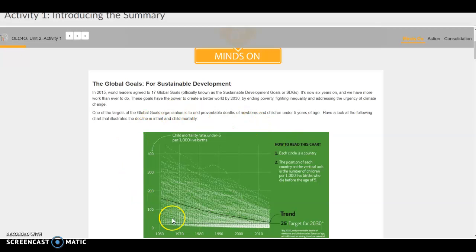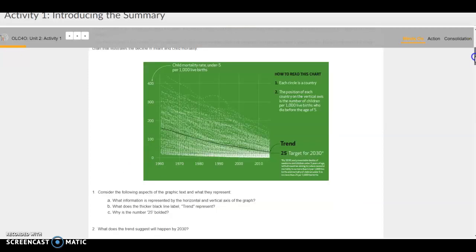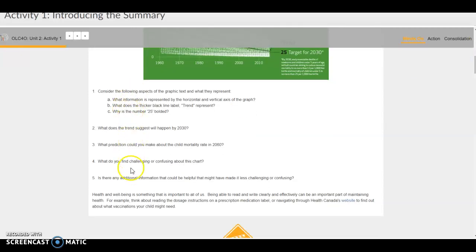There's going to be a little chart here that deals with child mortality and the preventable deaths of newborns and children under 5. That's one of the goals that we want to achieve, to end the unnecessary and preventable deaths of newborns and children under 5. So take a look at this graphic text. There are a few questions that you're going to be asked to answer to see if you understood the graphic text.